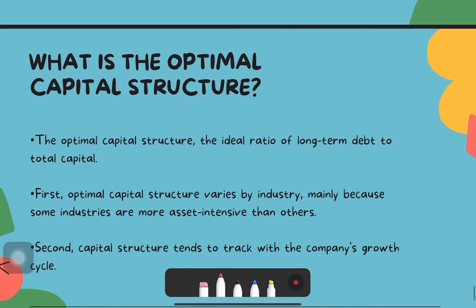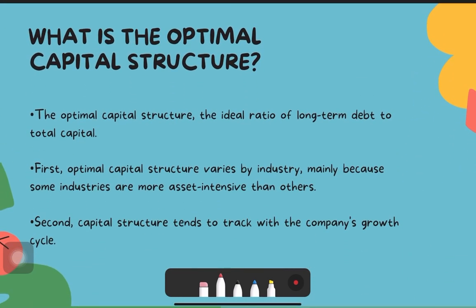Okay, next, what is the optimal capital structure? The optimal capital structure is the ideal ratio of how much we should use debt and how much we should use equity in our capital structure. First, optimal capital structure varies by industry, because some industries are more asset intensive than others.